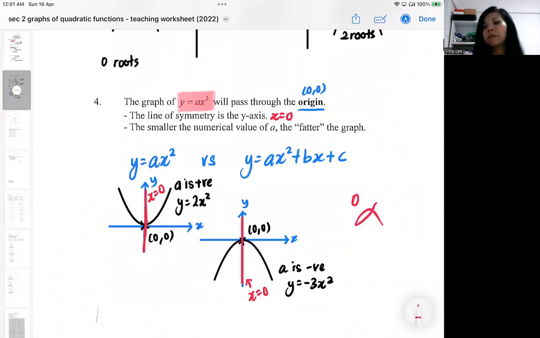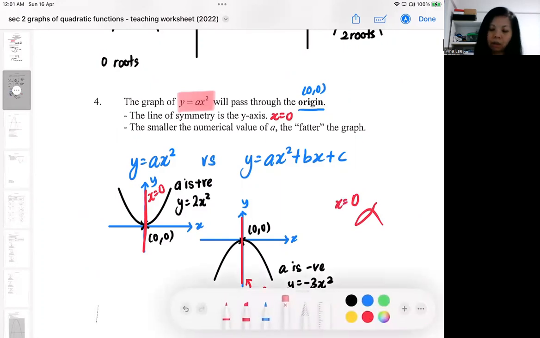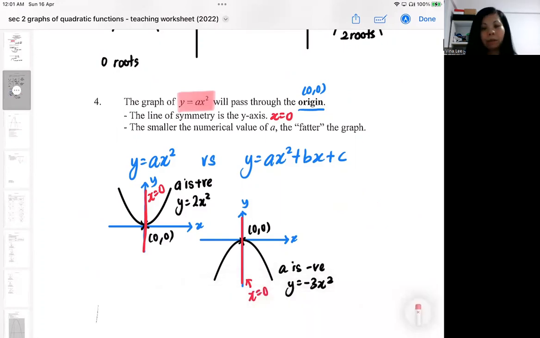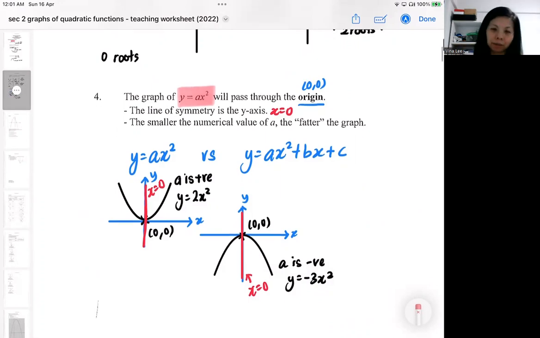It doesn't serve the equation purpose. The equation is the name, and the name will come with x. You cannot just be writing a 0, which a lot of people will do, and then they lose the 1 mark for the line of symmetry. Okay, and then the numerical value of a will also decide how fat the graph is.